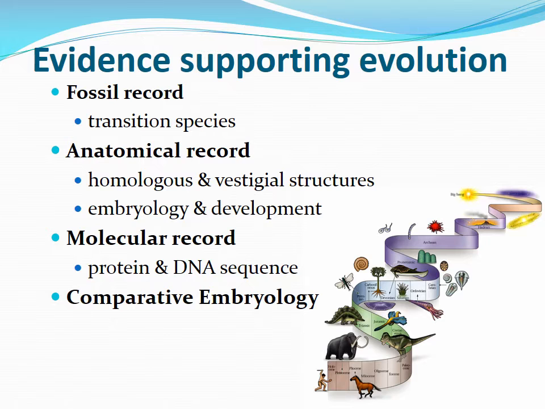So the fossil record supports evolution through this idea of transition species or transition fossils. The anatomical record supports evolution through homologous and vestigial structures. The molecular record, DNA sequences and protein sequences, support evolution, and also comparative embryology, looking at the embryos or the development structures of organisms, shows evolution. So as I said, we'll go through each one of these separately. And there's a lot of vocab in this chapter that you need to understand and be able to recognize on the test and be able to apply.